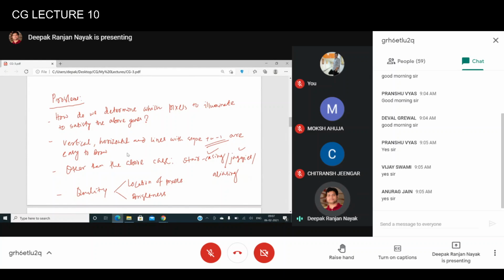We also talked about the lines which are vertical, horizontal, and the lines with slope plus or minus one, inclined at 45 degrees, which are easy to draw, right? We'll also see why they are easy to draw. Other than these lines, you will always have some problem, which is called staircasing or jaggies or aliasing, right?